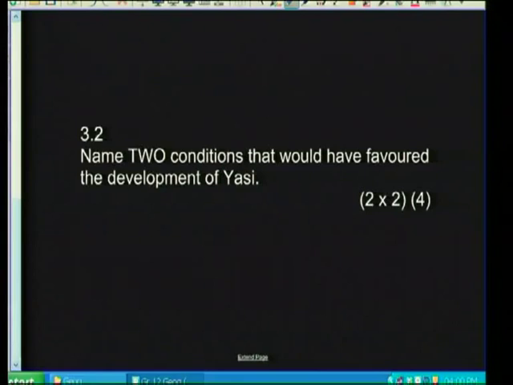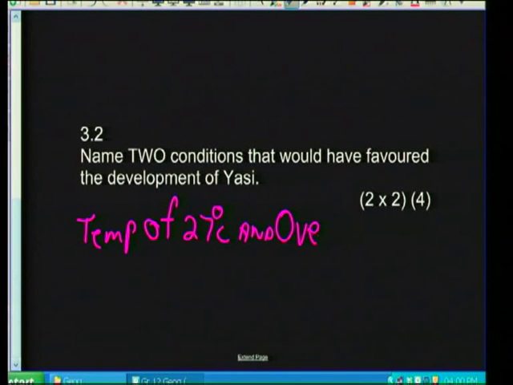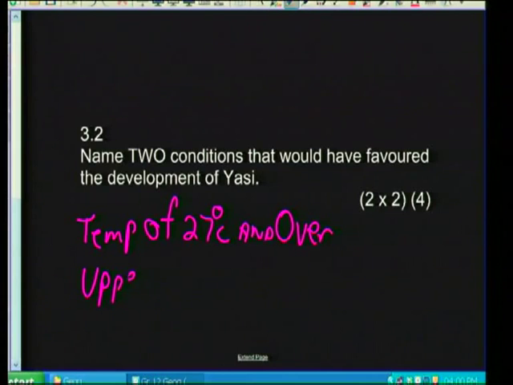First one, temperature of 27 degrees Celsius and over. You've learned that already. Temperatures need to be high because you need this air to evaporate, moisture to come through, to create the low pressure system. You've also learned things like upper air divergence. Remember, you studied this, that you also need upper air divergence.